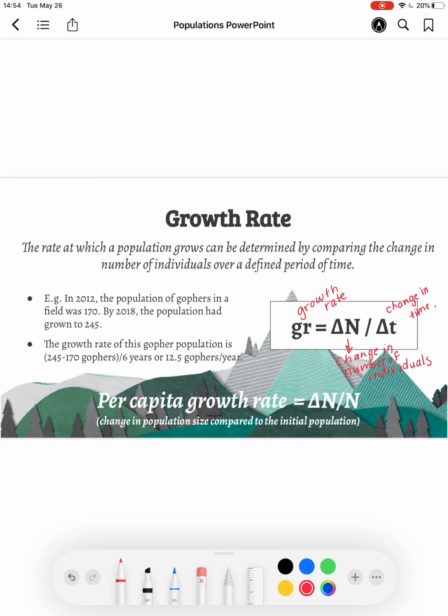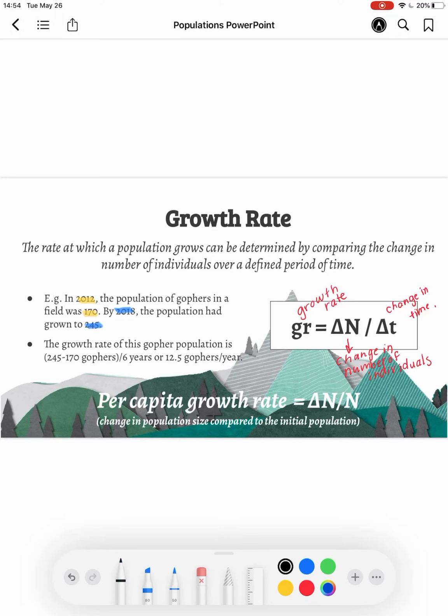So let's do an example here. It says in 2012, the population of gophers in the field was 170. I'm going to highlight the pieces that are important. So in 2012, there were 170 gophers in a field. Then by 2018, there were 245 gophers. They're showing you how to do this right there, but I'll just explain it up in the corner.